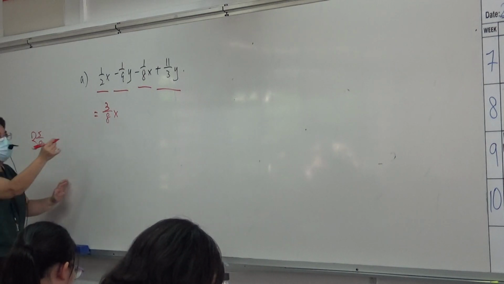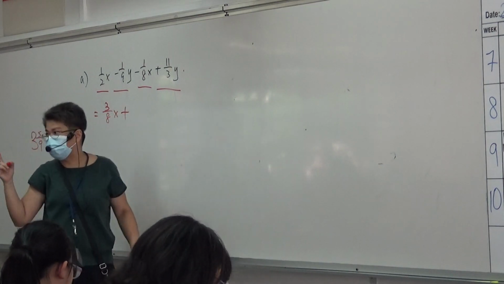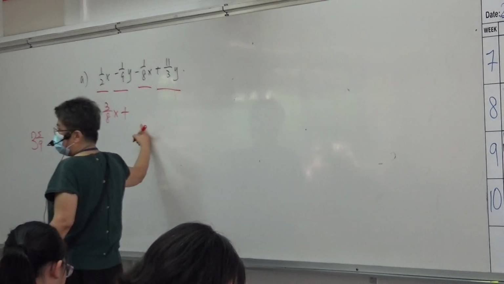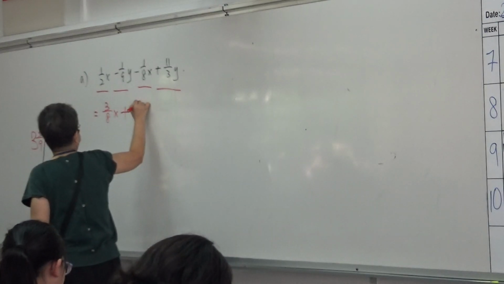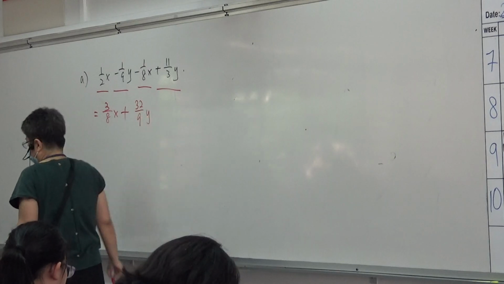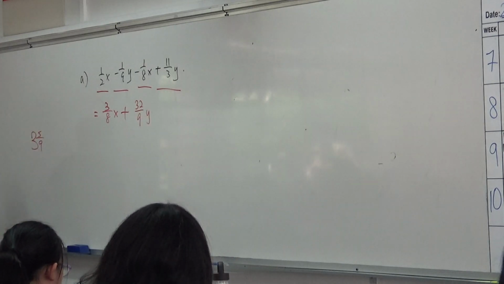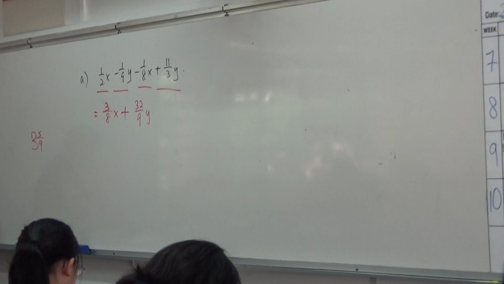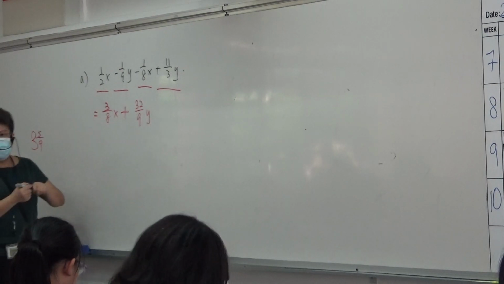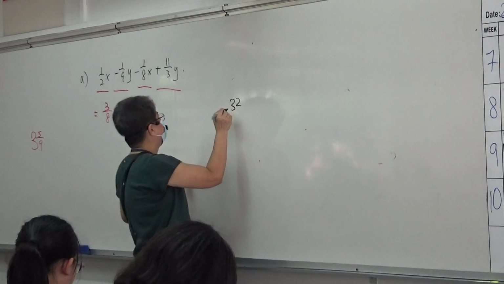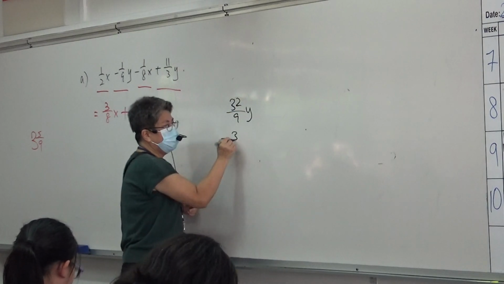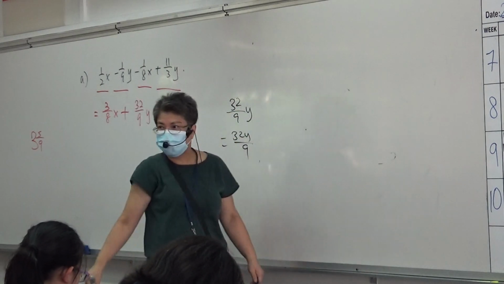Expression like this, we will write it as an improper fraction. So what should it be? 32/9. Why? Let me explain to you why you write it as an improper fraction. Because if you write it as an improper fraction, total is enough. This will be 32y/9.